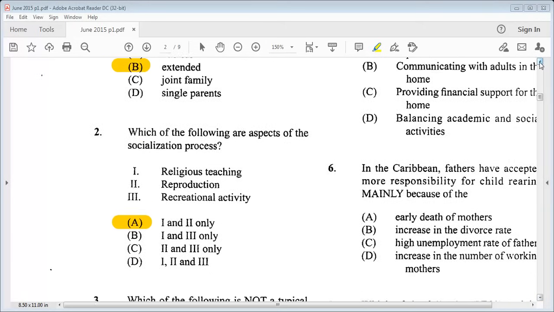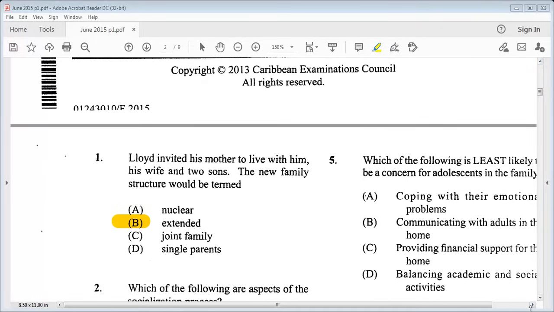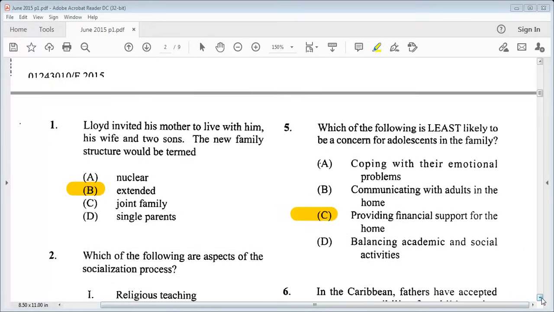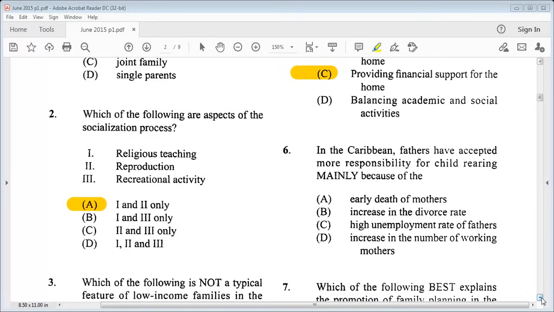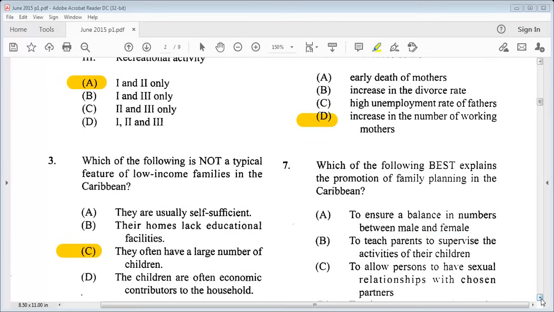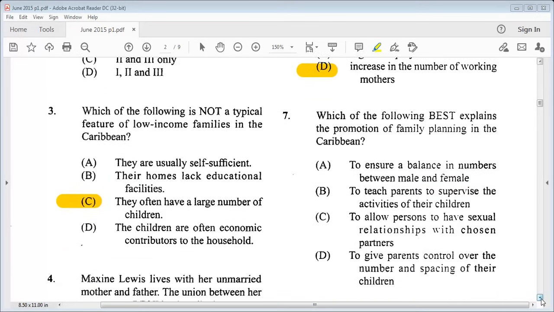Number 5 says, which of the following is least likely to be a concern for adolescents in the family? We know it is C, providing financial support for the home. 6 says, in the Caribbean, fathers have accepted more responsibility for child rearing mainly because of the D, increase in the number of working mothers. So mothers are no longer staying at home, they're going out to earn an income so as to offset bills.